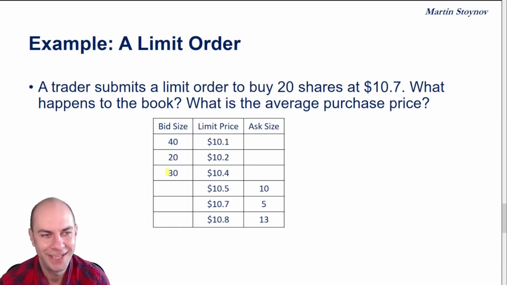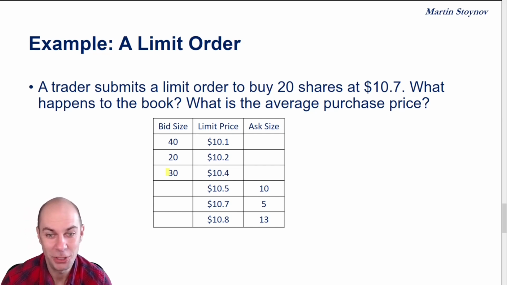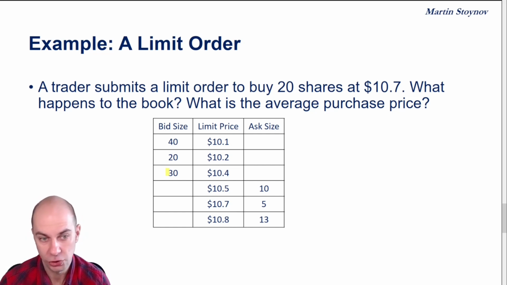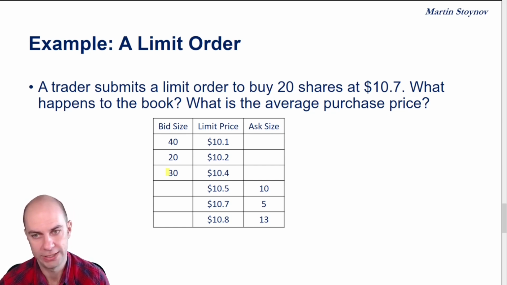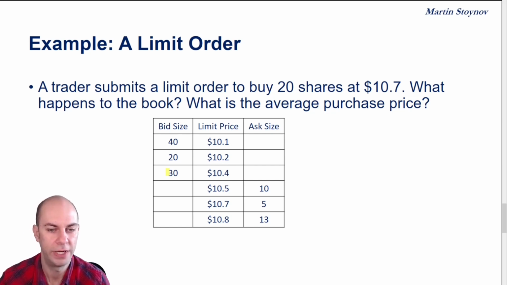Okay, let's have a look here at a limit order example. Our trader submits a limit order to buy 20 shares at 10.7. What happens to the book? First question. And what is the average purchase price? Okay, so our trader wants to buy 20 shares at 10.7. So he's actually buying, therefore he's trading with all these guys down here, the ask people, the ones who are willing to sell. So let's think about, first of all, what happens to the book.